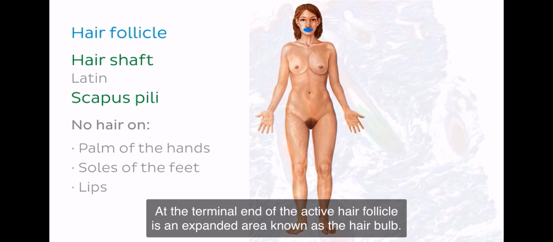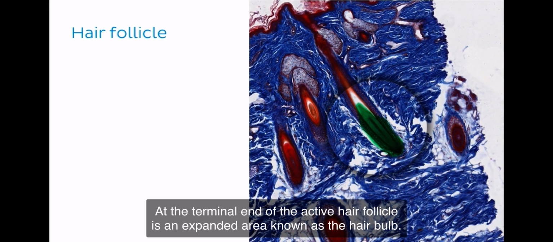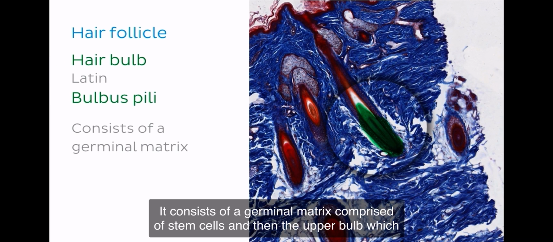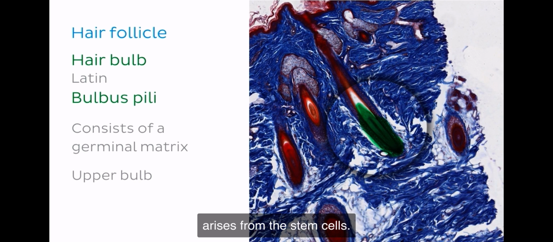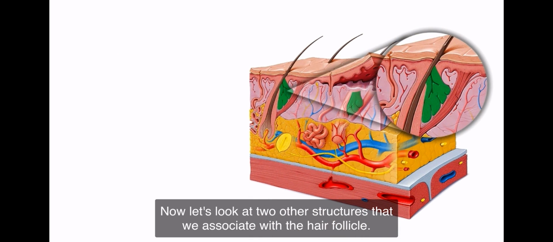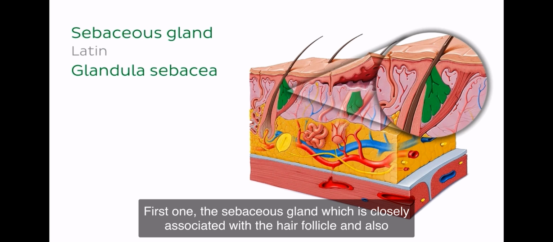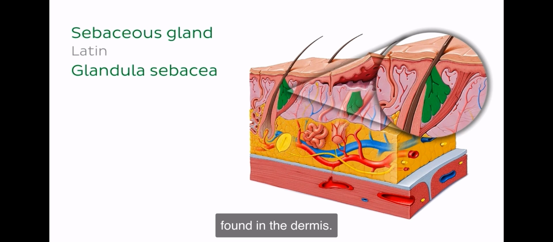At the terminal end of the active hair follicle is an expanded area known as the hair bulb. It consists of a germinal matrix comprised of stem cells and then the upper bulb, which arises from the stem cells. Now let's look at two other structures that we associate with the hair follicle. First one, the sebaceous gland, which is closely associated with the hair follicle and also found in the dermis.